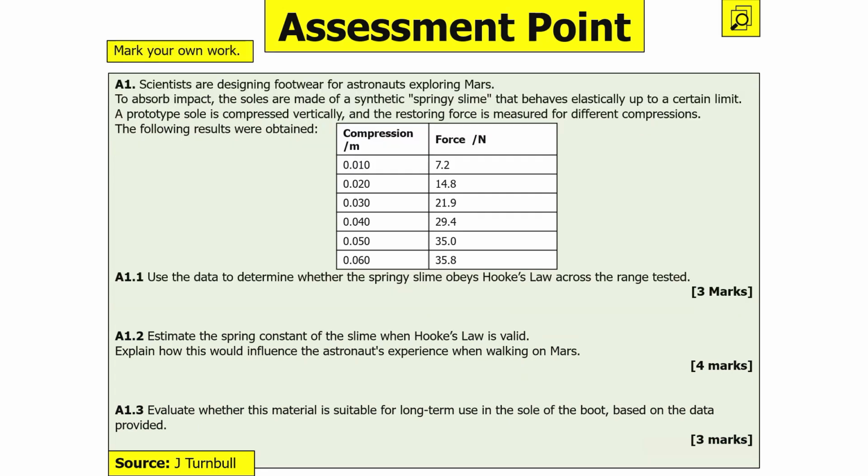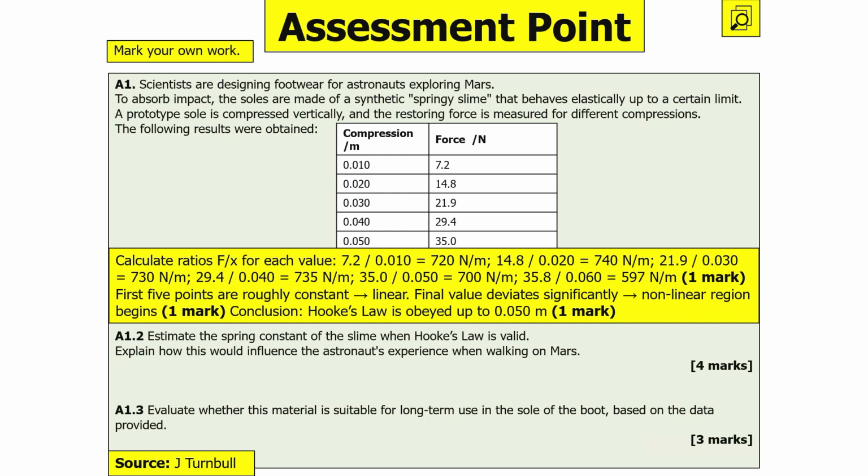Right, in this first one, we've got to calculate the ratio of F to x for each value. So for each one, we get 720 newtons per meter, 740 newtons per meter, 730 newtons per meter, 735 newtons per meter, and 700 newtons per meter. And then the last value, we get 597 newtons per meter.